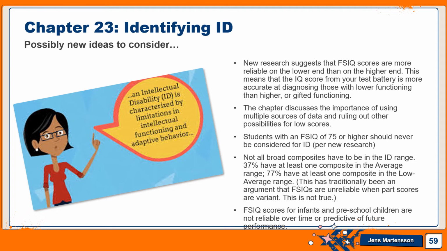And so the new research suggests that the full-scale IQ scores are more reliable at the lower end than at the higher end. So if you're testing gifted kids, who have an IQ of 130 or whatever, that's a less reliable score than for the kids you're testing who have a 70 or a 60 IQ. That's what the research says. So if parents are complaining, how reliable is that score, you can say the research shows that the tests are better at looking at the lower end than the higher end.